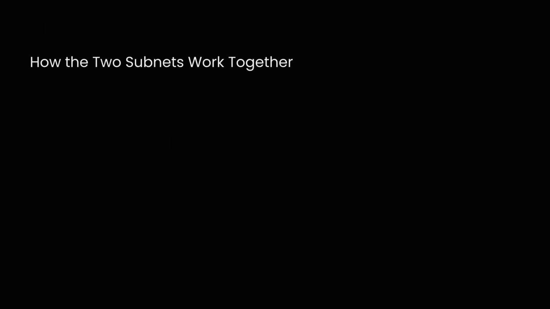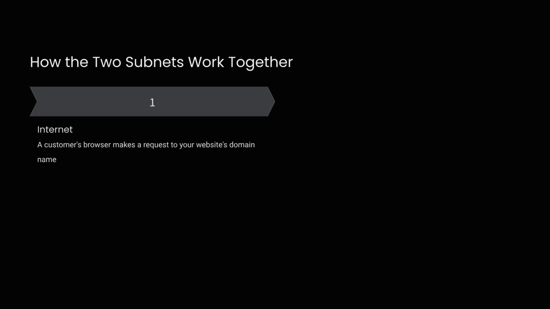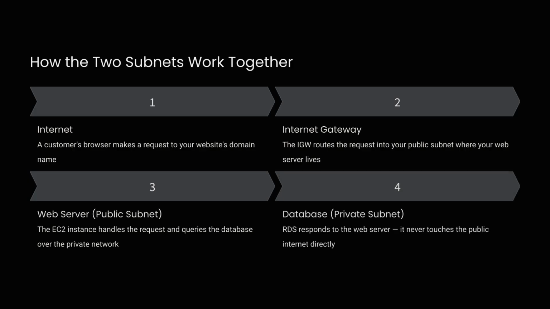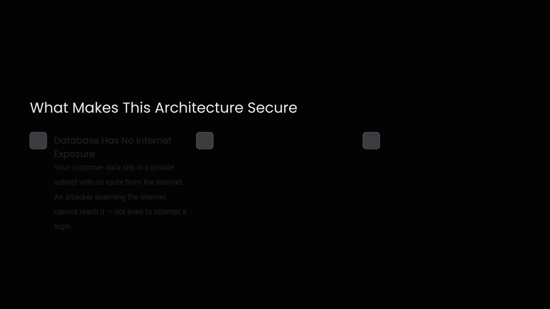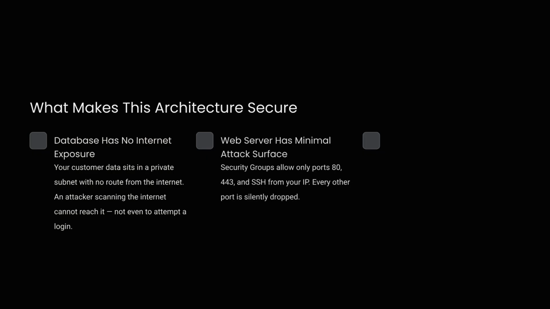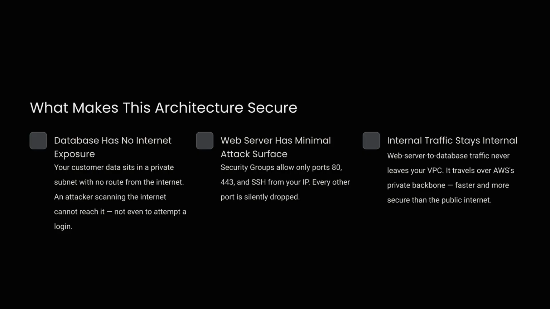Here's how the 2 subnets work together. A customer request comes in through the NAT Gateway to the public web server. The web server then queries the database in the private subnet, without the database ever touching the public internet. This architecture is secure because the database has no internet exposure, and the web server has a minimal attack surface defined by strict security groups. All internal traffic stays on the secure AWS private backbone.